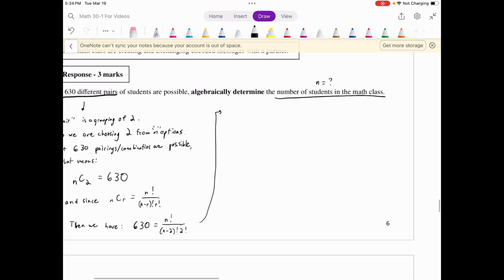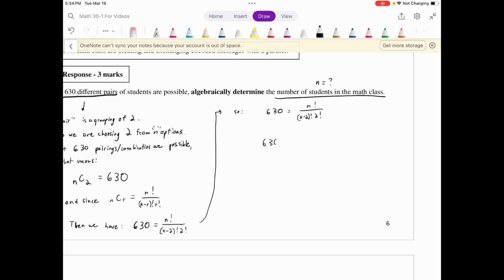Okay, so how can we actually solve for n? We know that 630 equals n factorial over n minus 2 factorial times 2 factorial. But hang on a sec. Whenever working with factorials, pretty much always the strategy is that we need to get rid of those factorials. We can't really algebraically analyze this if we don't know what n is. We certainly don't know what n times every integer below it is, but we can get rid of those factorials by noticing that n minus 2 factorial is contained within n factorial.